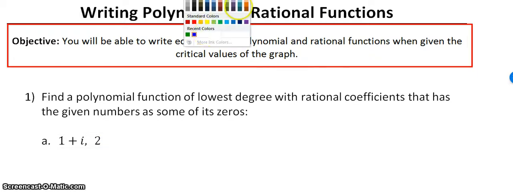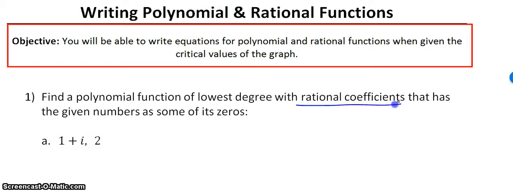So just to unpack that, when it says rational coefficients, it means they have to be real numbers, and lowest degree means we could probably find multiple functions with these zeros, but we want the one that has the lowest degree. So is it quadratic or is it cubic? We will find out, but we probably don't want the polynomial with the 18th degree with these zeros. So if these are zeros, that means x equals 2 and x also equals 1 plus i.